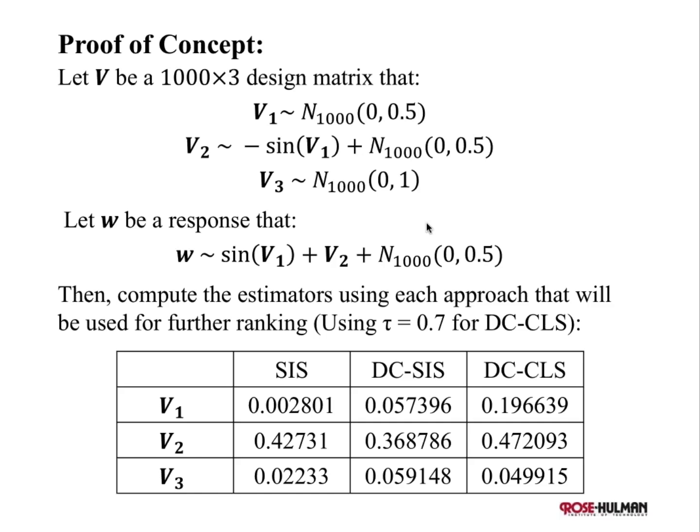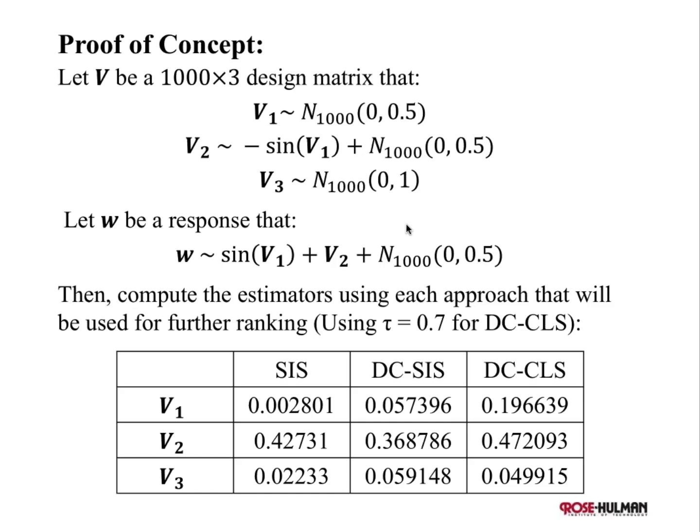Right. Yeah, I kind of forgot to mention this. I'm sorry. So W is not supposed to be related with V3. So we are actually not supposed to pick up V3 because when we build the response, it's not depending on V3. So we should not pick up V3. However, the first two approaches are picking up V3. So if we are taking two variables.